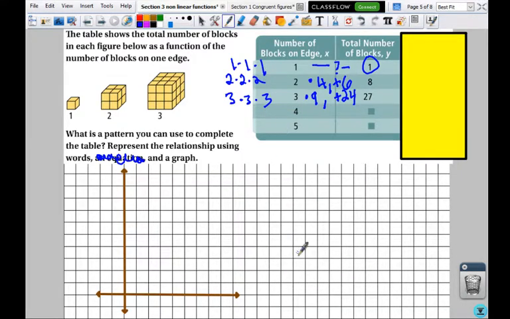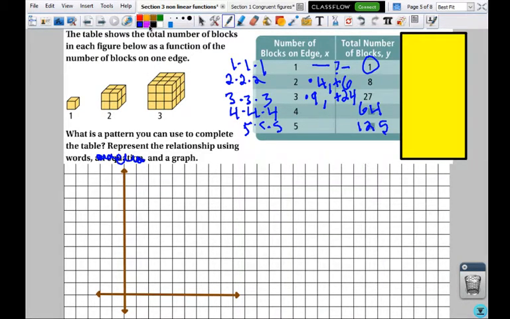Alright, so we found our pattern, right? We take this x and we multiply it by itself 3 times, right? So this pattern is going to be 4 times 4 times 4, which is 64. Okay? And then our last one is going to be 5 times 5 times 5, which is 125. Alright. So, we have our table here.